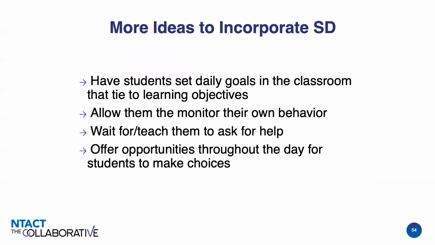There are more ways to work self-determination into your everyday classroom activities. Some examples include students setting daily or class period goals that tie to the objective being taught. Students can use a timer, and when it goes off, they can track if they were on task. Don't rush in to help your students. Teach them to ask for help when they need it. And build in opportunities throughout the day for choice making. Let them choose which assignments to work on first, or what color pen to use, or even who to sit with and where to start their work.